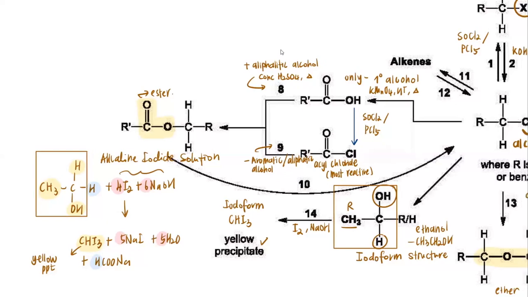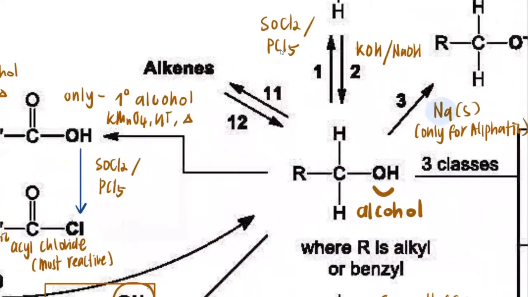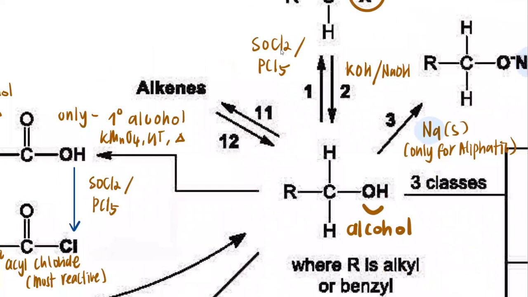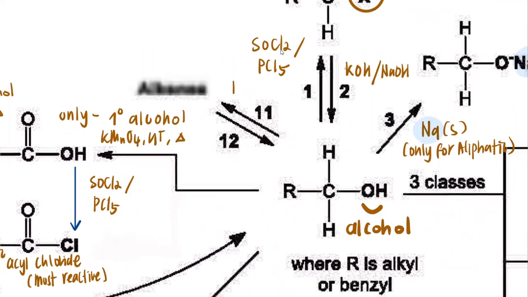Okay, number 11 and 12. Number 11 is conversion of alcohol to alkene. Simply react with sulfuric acid, this is your first reagent, or you can use the other reagent. The addition is only with sulfuric acid.